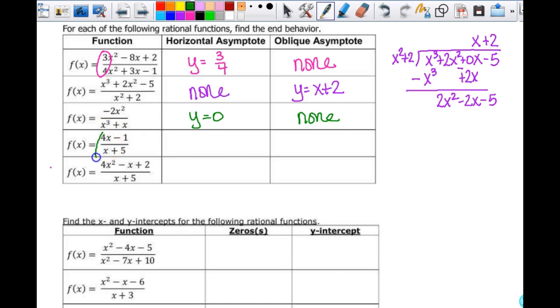Here we are tied in degrees, so it's the ratio of the leading coefficients. So that is going to be y equals 4, and this would be none.